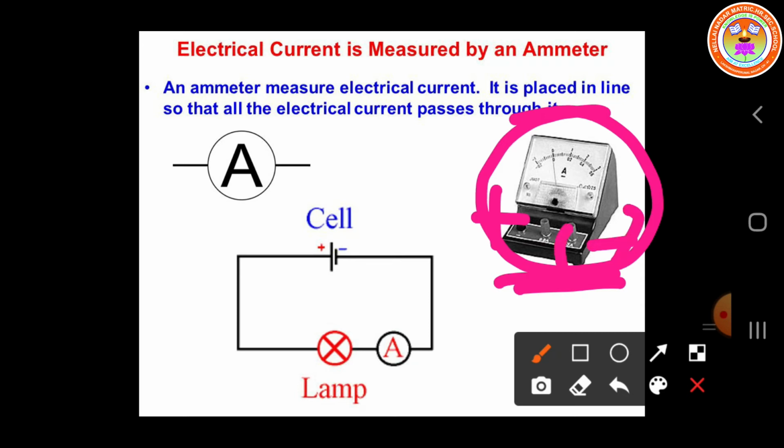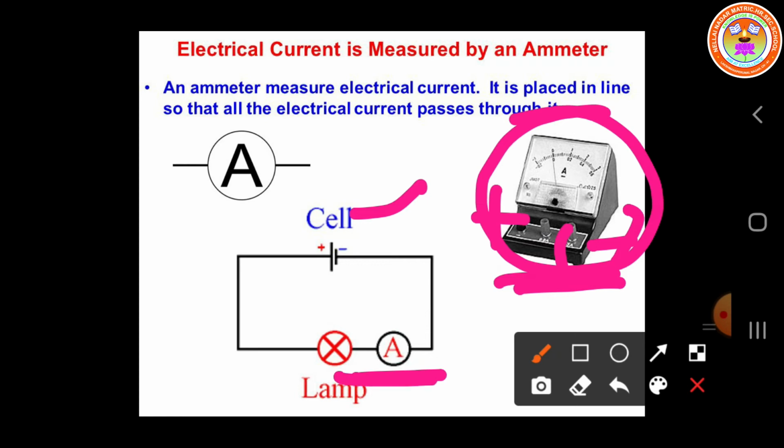The terminals of an ammeter are marked with positive and negative signs, which I told you now only. An ammeter must be connected in series. Listen, this is a small circuit which we have: a cell, a lamp, and what is that? An ammeter is connected here.